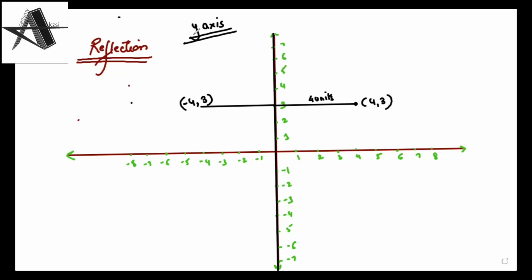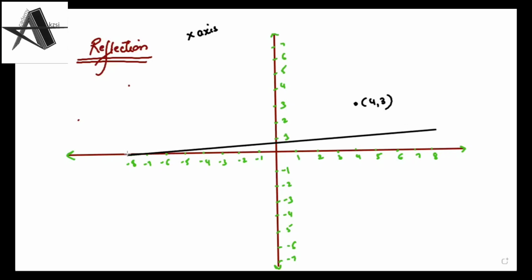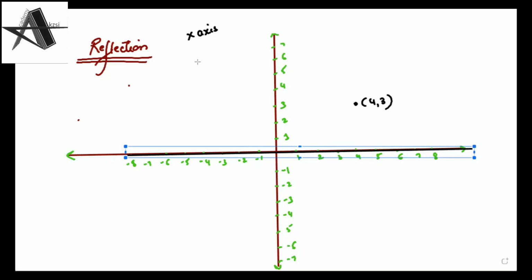Similarly, let me do the next question. Suppose we have the same point 4, 3, but now you have to reflect it about the x-axis. About the x-axis means about this axis. This is my x-axis. So as I told you, you have to draw a perpendicular from the point that you have to reflect to the mirror line. This is the point that you have to reflect and now my mirror line has changed. Previously, my mirror line was the y-axis, that's why it went like this. Now it's the x-axis, so the perpendicular to the x-axis will be this.